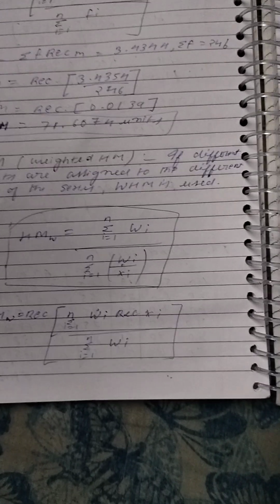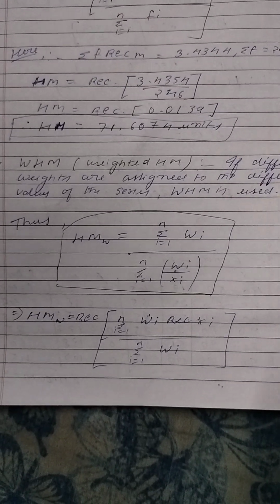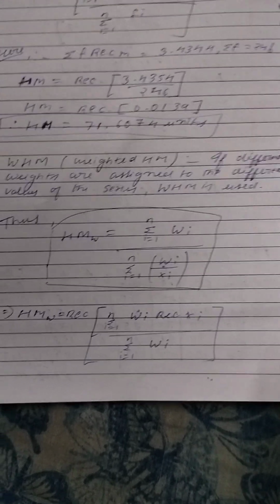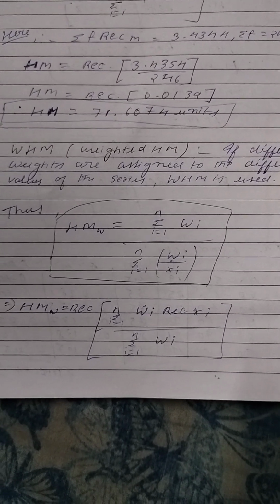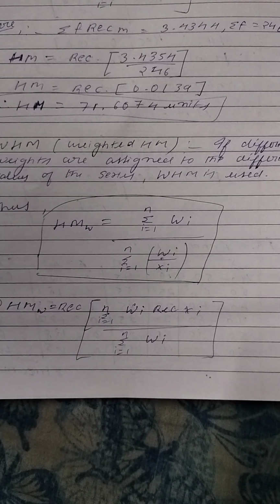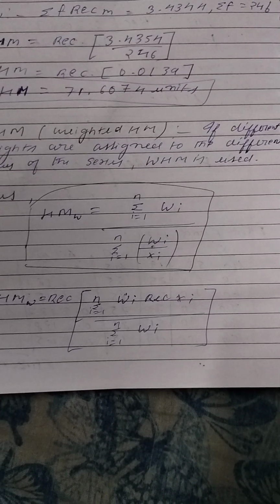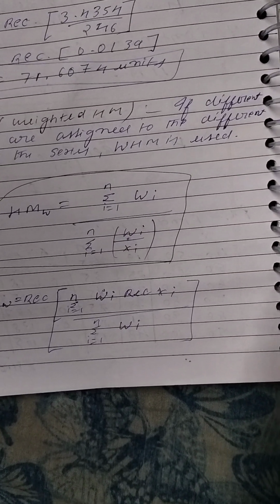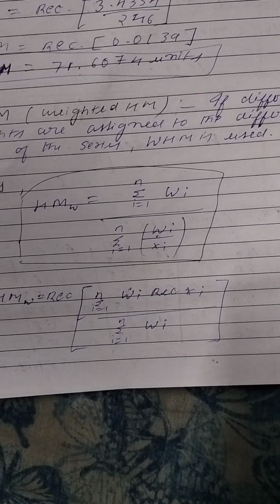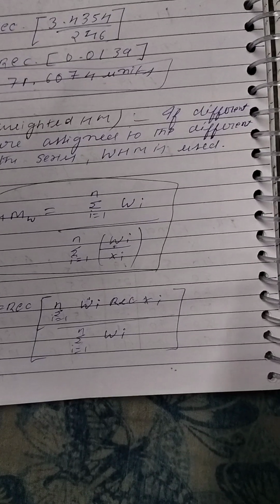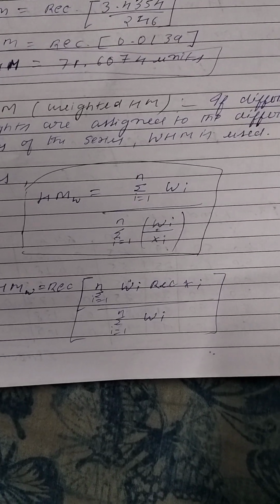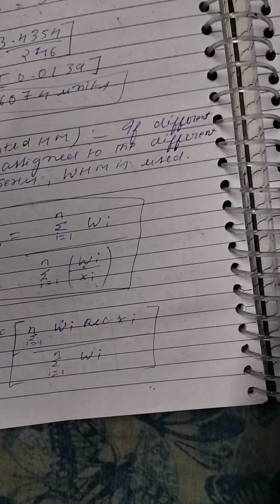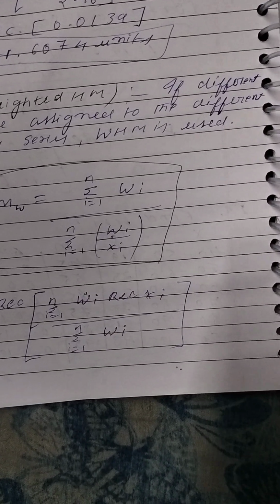WHM, which is the weighted harmonic mean. It is different in that weights are assigned to the different values of the series, and WHM is used as HMW equal to the summation of Wi by Xi. So here the reciprocal formula is there, and you can see that in the place of fi, wi is written, and wi and fi are kind of similar, not that similar but kind of similar. So in the place of fi, wi is written.